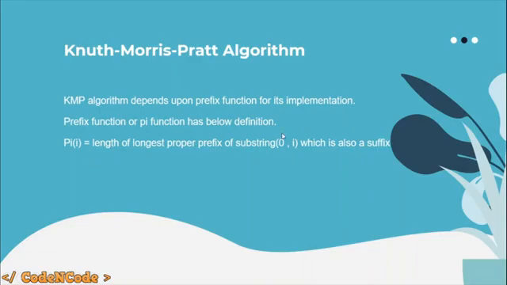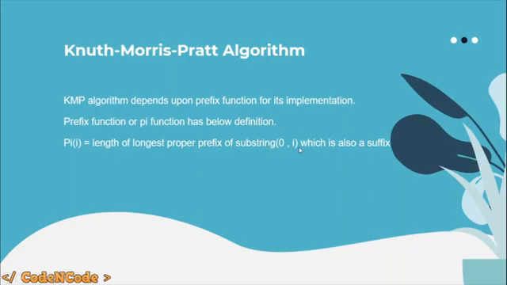The prefix function is also known as the pi function, which is why I've written pi here. We'll be storing it as an integer array. So pi of i is the length of the longest prefix of the substring 0 through i which is also a suffix of that substring, right? And here we are talking about the proper prefix.